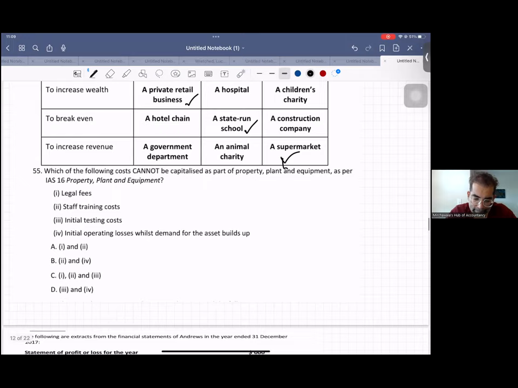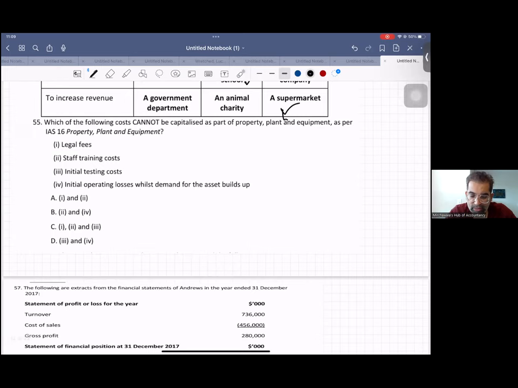Now, again, this is very good. Sometimes when I teach this topic, I give very different examples. Sometimes, if I'm in a good mood, let's see which of the following cannot be capitalized. Yes, correct answer.